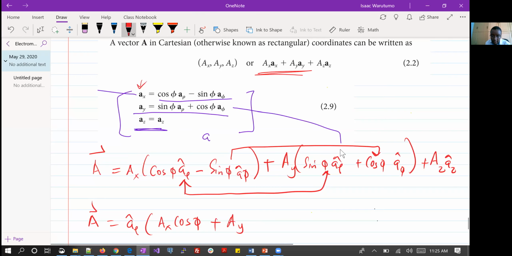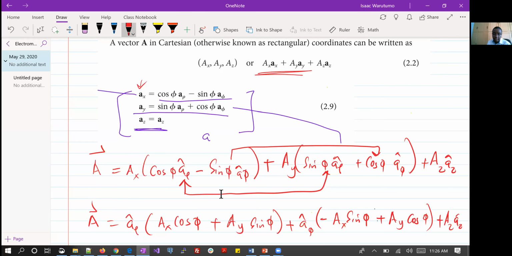And I get AY sine of phi. Then I say plus A phi bracket. Now this one is going to be minus AX sine phi plus AY cos of phi, then plus my AZ.